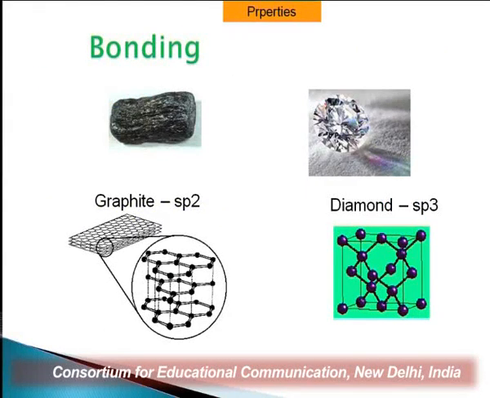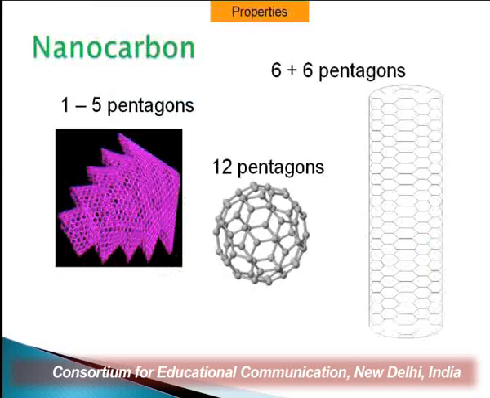If we talk about the carbon allotropes, graphite has sp2 hybridization and diamond has sp3 hybridization. The Buckminster fullerene also has sp2 hybridization. Carbon cones are also there. One to five pentagons are used to form the cones. Here 12 pentagons form the rings. And these are arranged in the form of pentagons and hexagons.